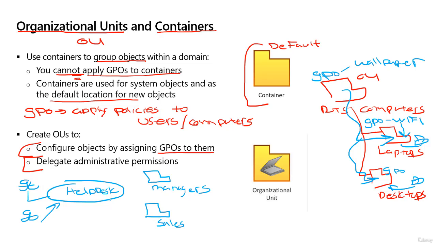Then I would simply delegate at the sales OU level, reset password to this Help Desk group, but it's done at the sales OU. So we're assuming all my sales users, their account is in the sales OU. So now when you delegate the Help Desk group the ability to reset passwords, it only applies if your user account is in the sales OU. So it's just a way to delegate who can manage what within your Active Directory structure.